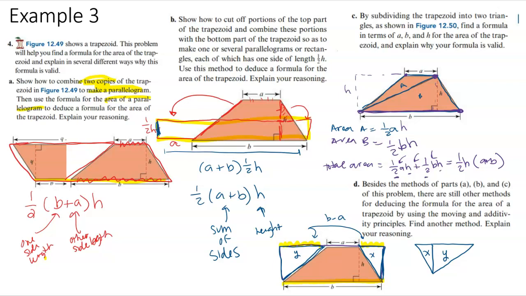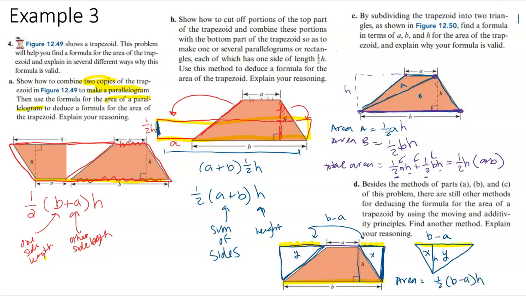So I know that these full lengths, remember this yellow piece here, all of these are B minus A, excuse me. And that is the base. And I know that this height here is H. So the area of this triangle is 1/2 (B minus A) times H.